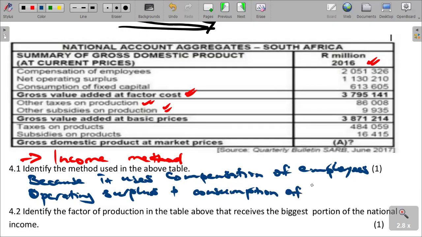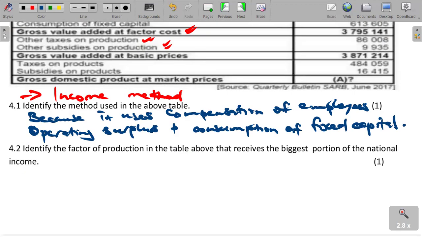Consumption of fixed capital. So what does this mean? All these things that we are seeing here, class, these are all income earned from production. If you look at them, operating surplus, consumption of fixed capital, compensation of employees, these are all showing incomes earned from production.